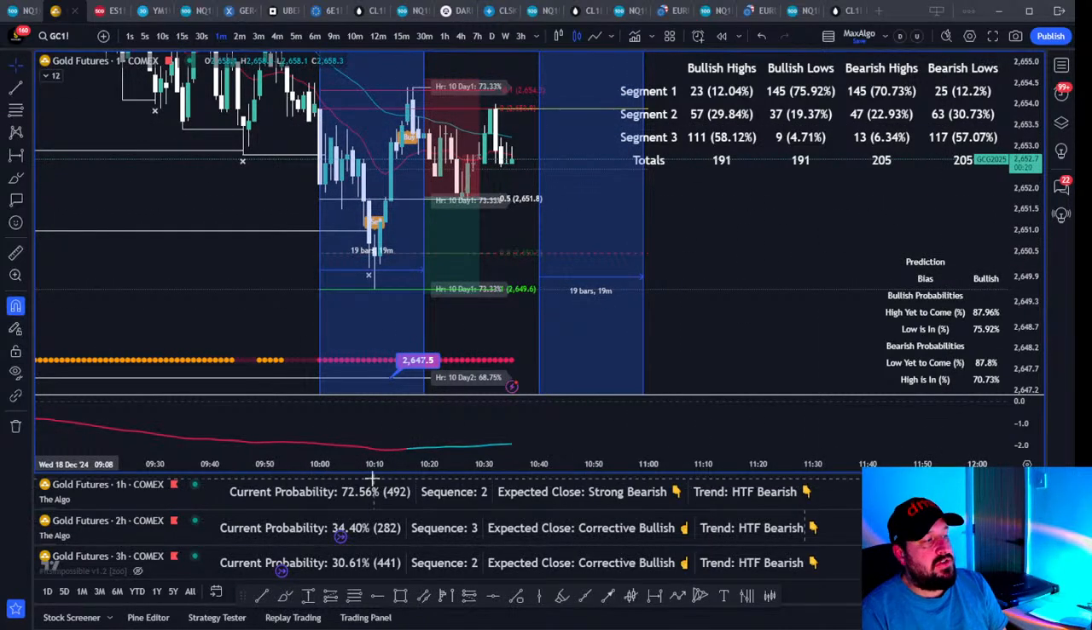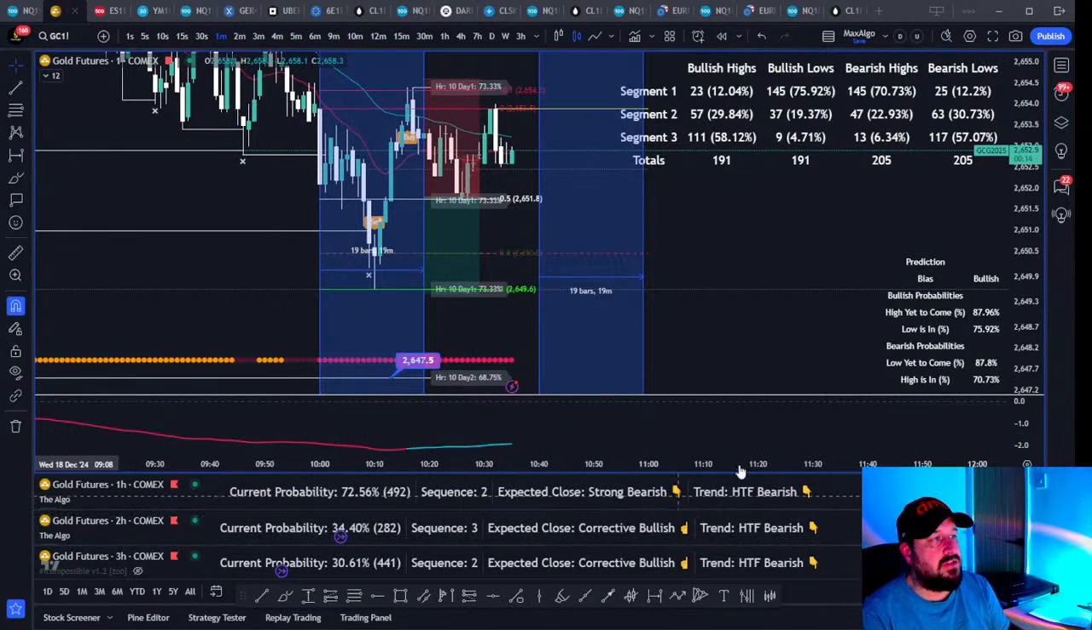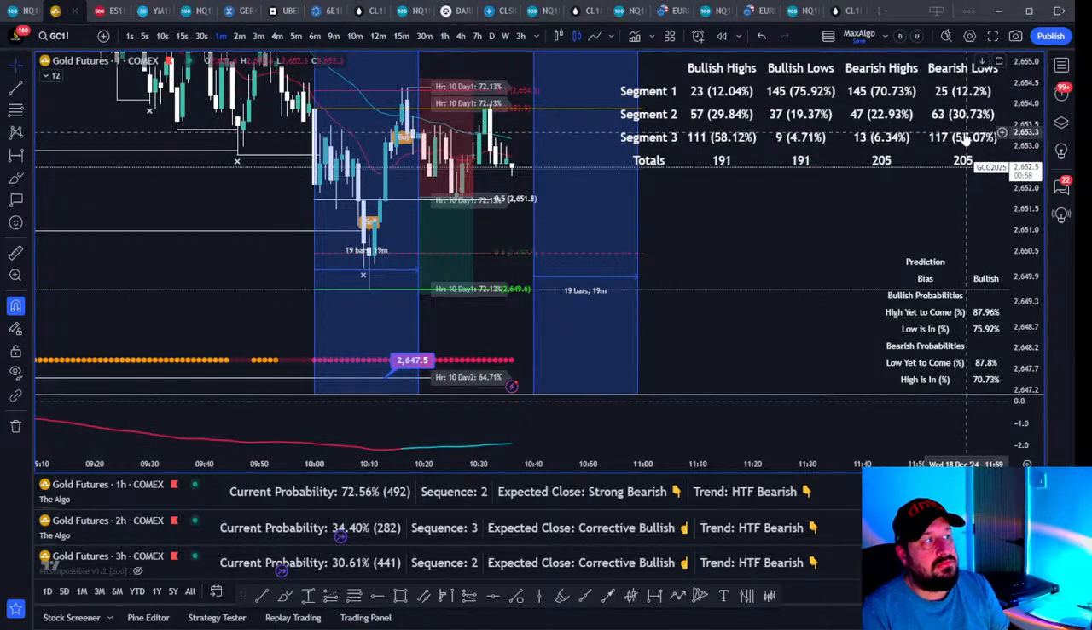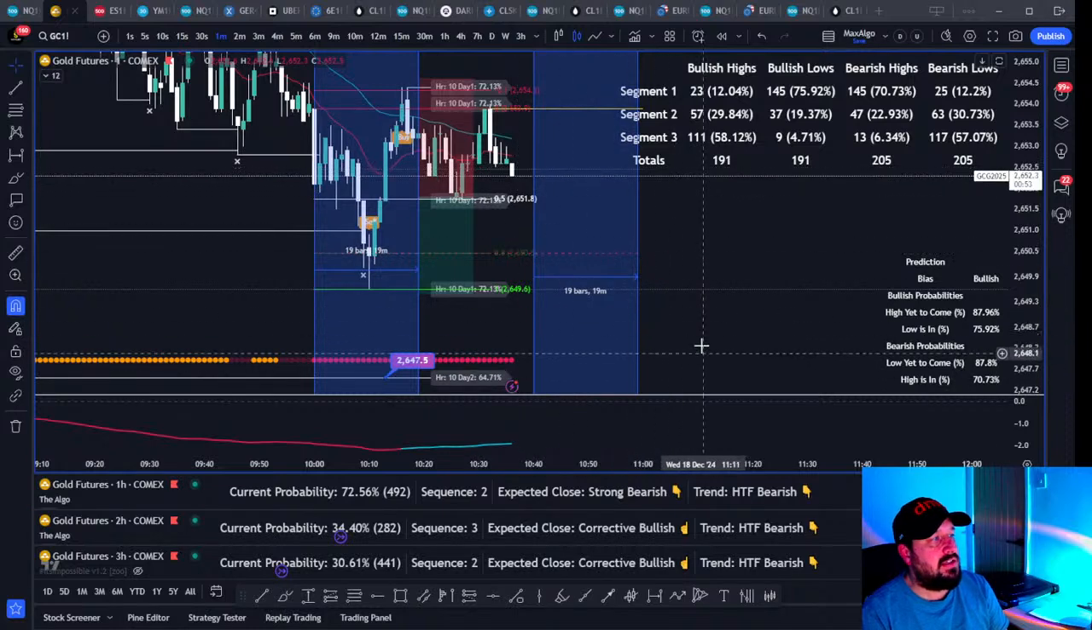The algo's given us the probability of more likely to be bullish. So if we're more likely to be bullish, it means we're more likely to have a bearish candle. If we're more likely to have a bearish candle, then we can expect to see our low. Our low is currently in segment 1, which is only 12%. So we would expect to see that low happening now. We start moving into that distribution point and we expect to see that low happening now.